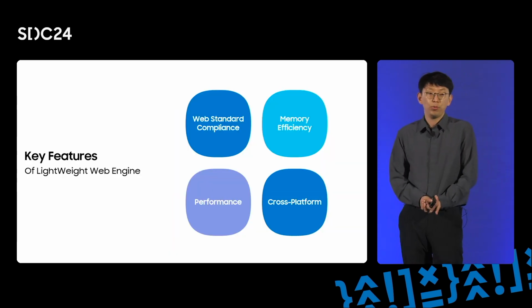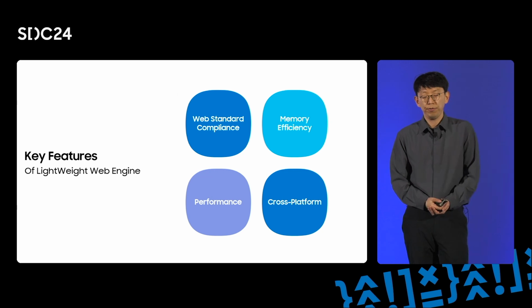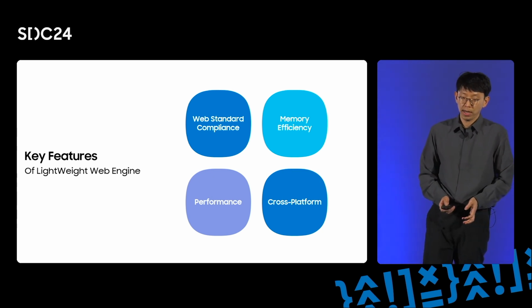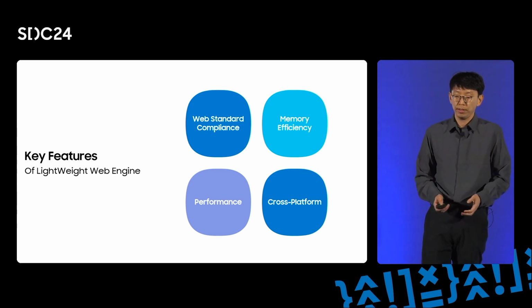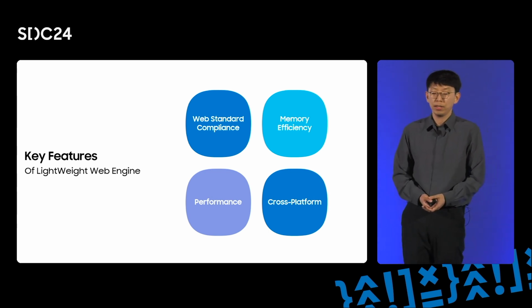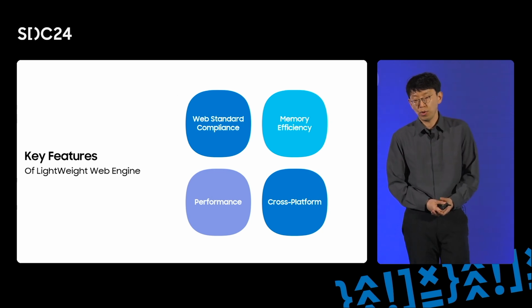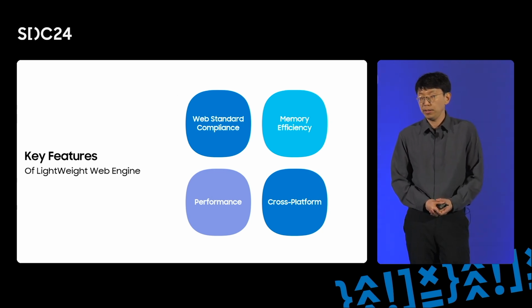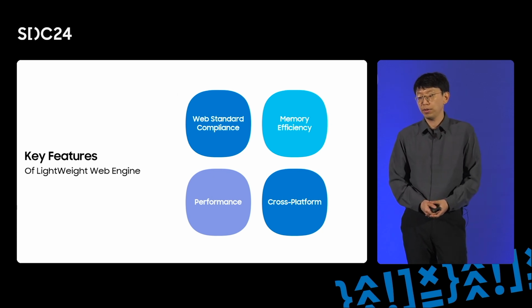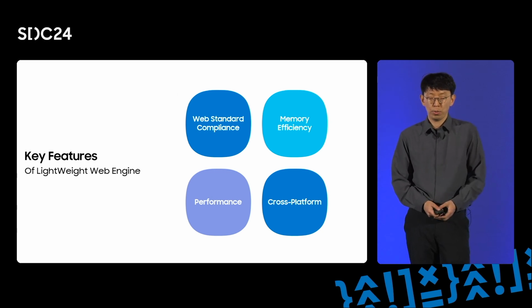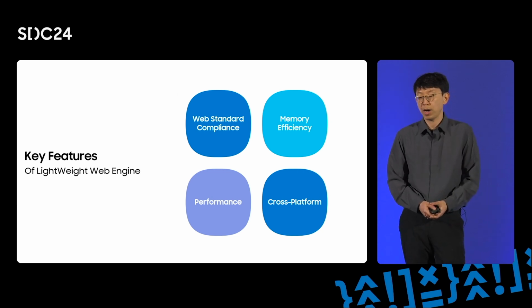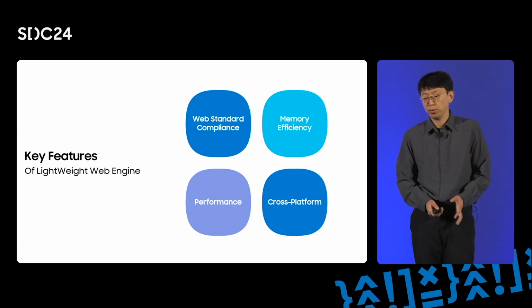Our lightweight web engines are developed with four key features in mind. The first one is web standards. We aim to support a wide range of the latest web standards. By supporting these standards, we can ensure compatibility for various web-based services. The second one is memory efficiency. Since Tizen services run on a variety of devices, many of which have limited resources, it's really crucial to use as little memory as possible to ensure functionality in resource-constrained environments.